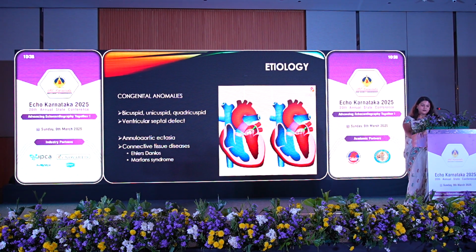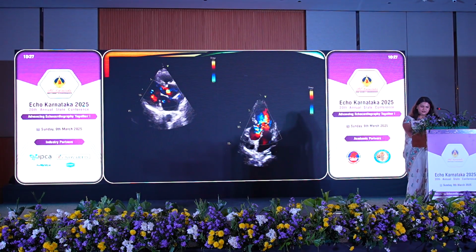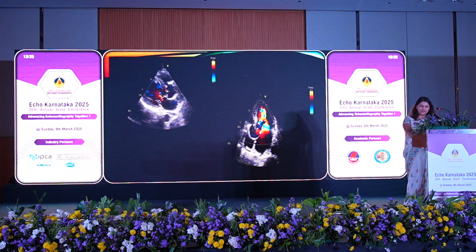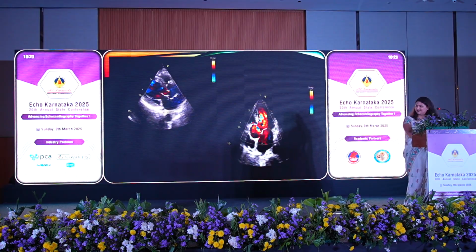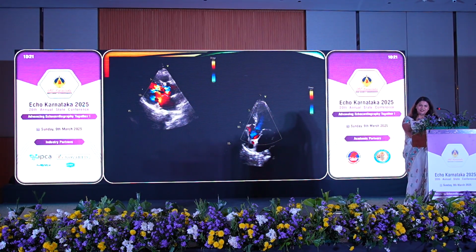Other congenital anomalies which can lead to aortic root dilatations, and thereby to aortic regurgitation, are connective tissue disorders and annuloaortic ectasia. These were a few echo images of what was actually a bicuspid aortic valve. The short axis is missing, but it's a bicuspid aortic valve with severe AR.